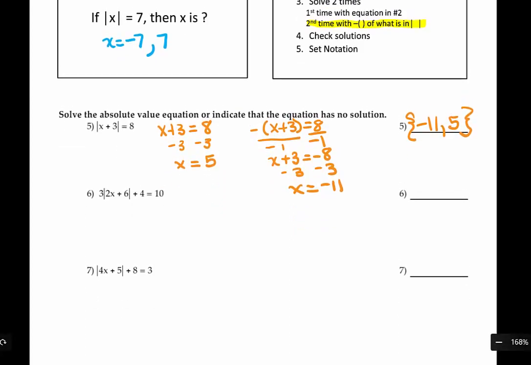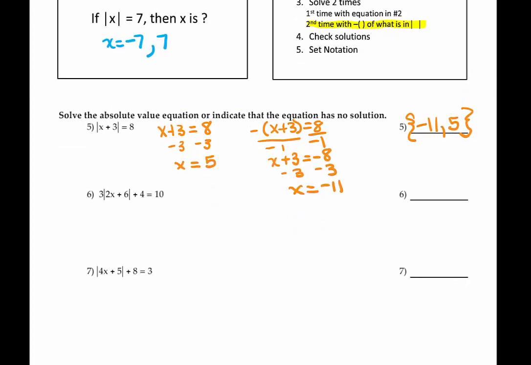Let's look at number 6. Is my absolute value by itself? No, my absolute value is not by itself. The first thing I need to do is isolate my absolute value. Subtract 4 from both sides. 3 times the absolute value of 2x plus 6 is then equal to 6.